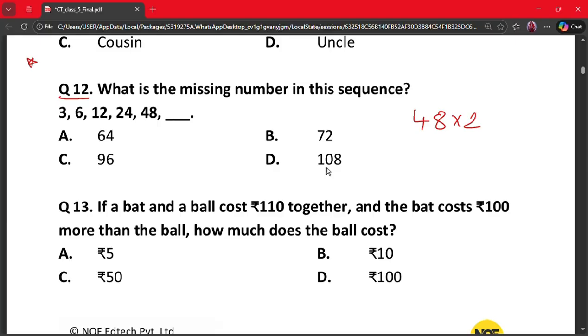So option A says 64, option B says 72, option C says 96, and option D says 108. So 48 into 2 gives us 96. So our correct answer is option C.